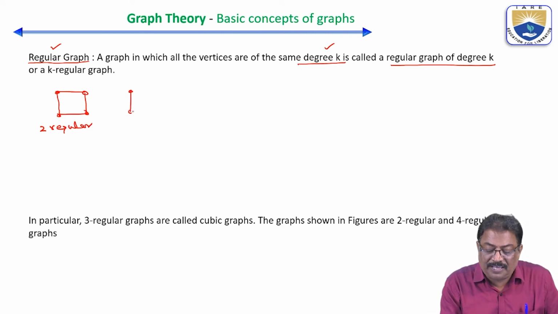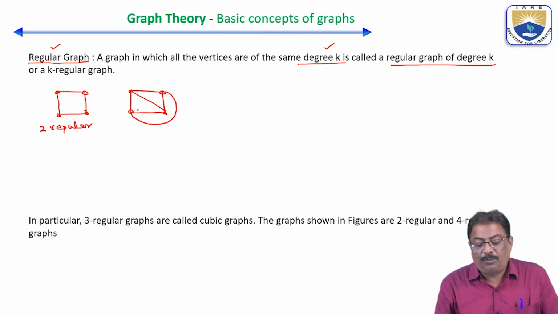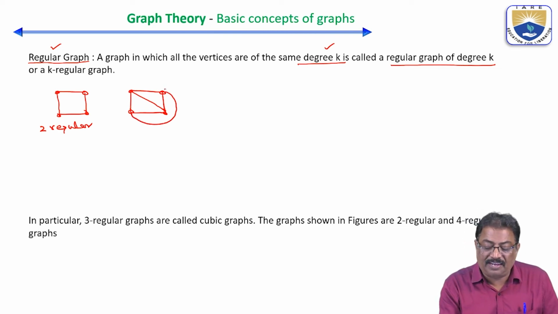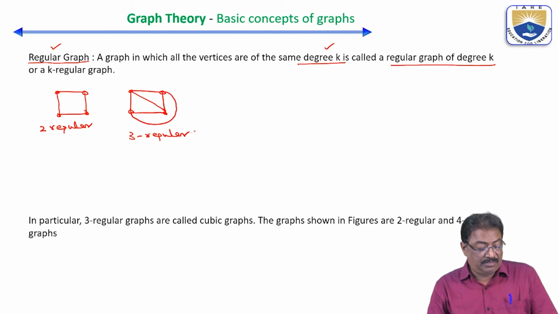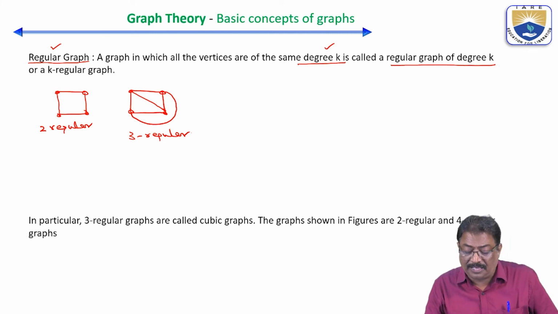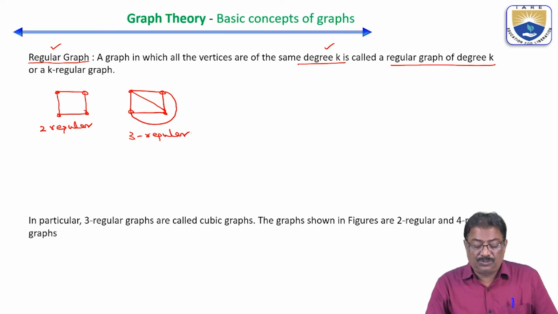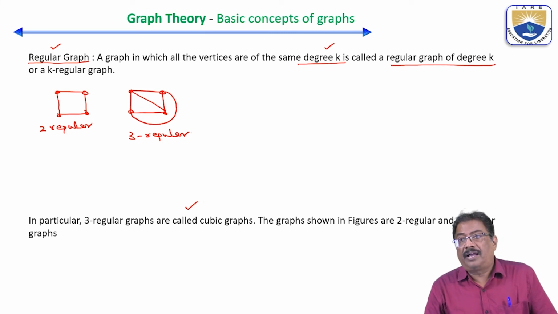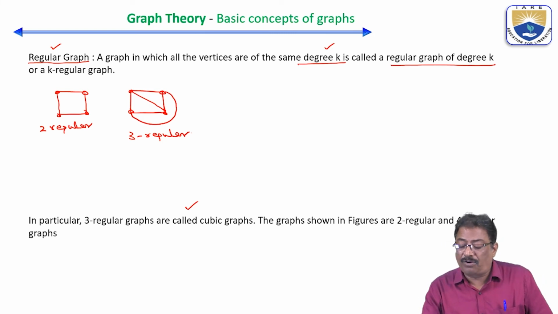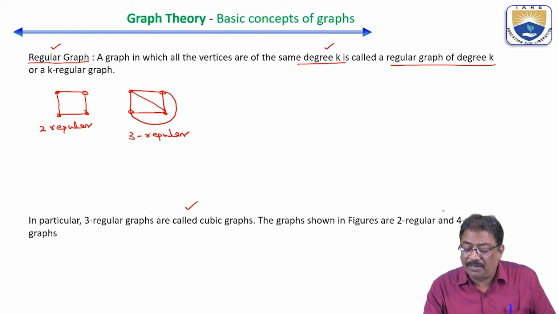Suppose I consider in this order. What is each and every vertex degree? This is 3, this is 3, this is 3, this is 3. So I can call it a 3 regular graph. Some of the 3 regular graphs are the cubic graphs, and next 2 regular and 4 regular graphs will also be mentioned in that way.